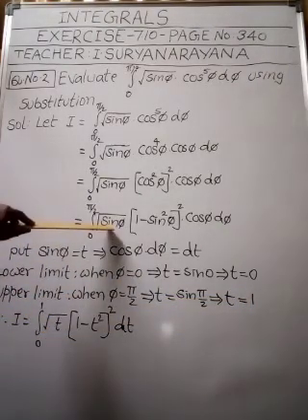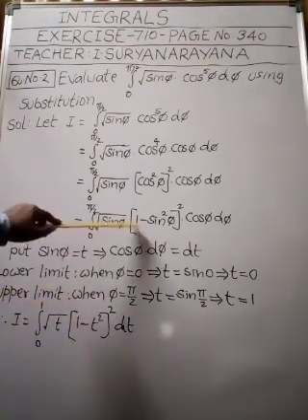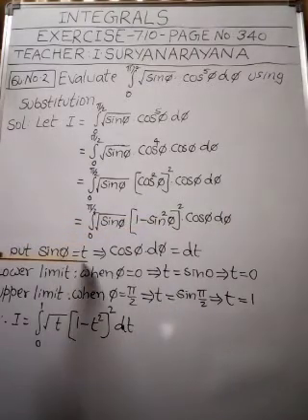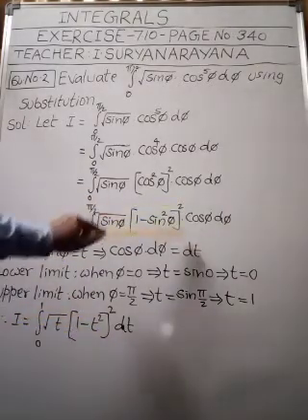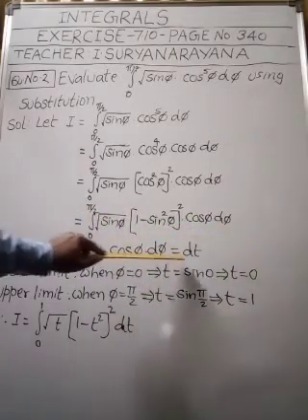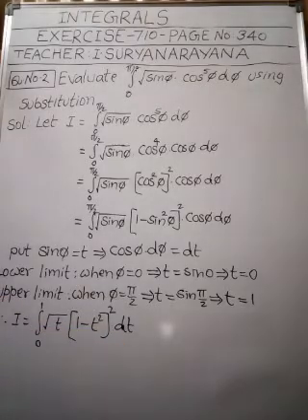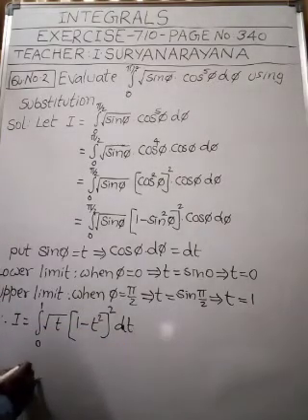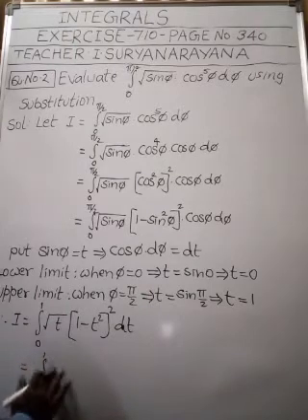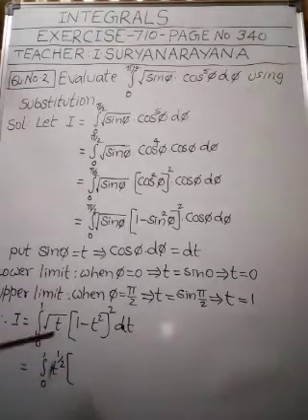Next, root sine phi is there. Sine phi is treated as t. So root t into, here 1 minus sine square phi is there. So 1 minus sine square phi means (1 minus t square) whole square into cos phi d phi is there. So cos phi d phi is dt. Understood this step, my children? Right. That is equal to integral 0 to 1. Root t can be written as t power 1 by 2. Yes or no, my children?